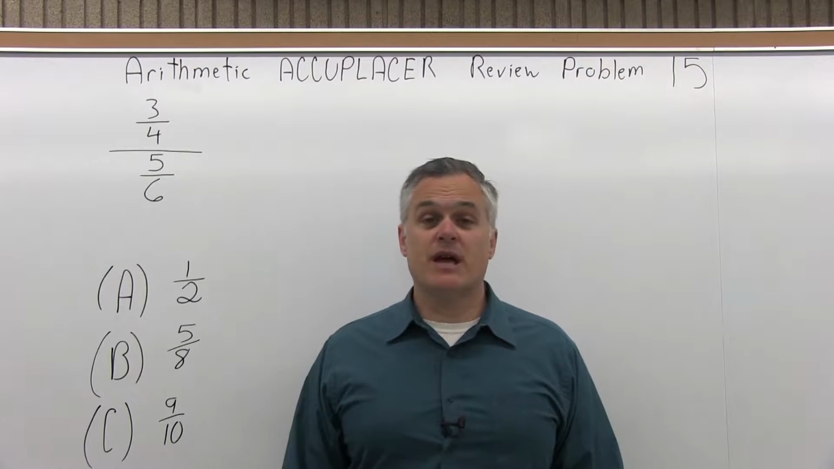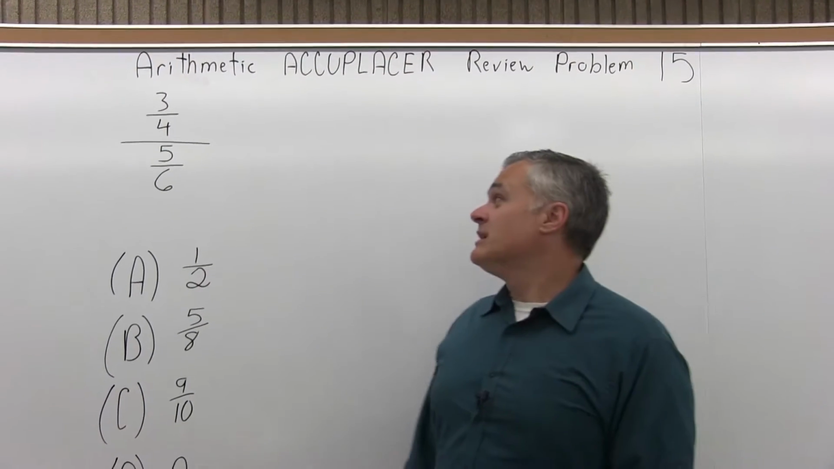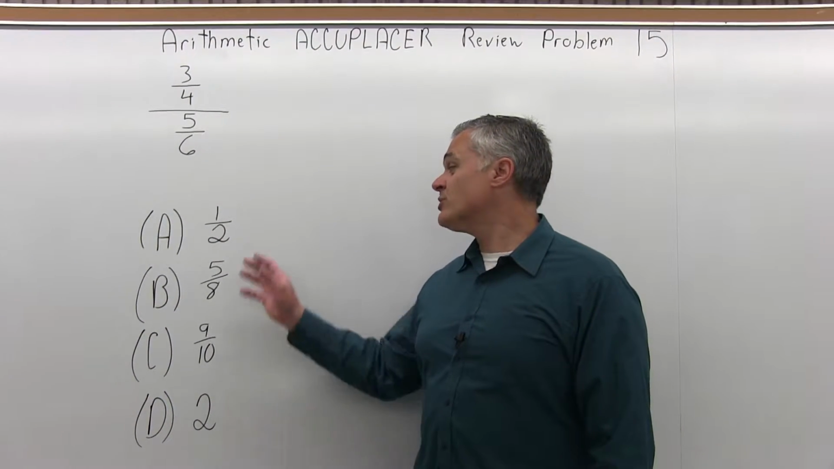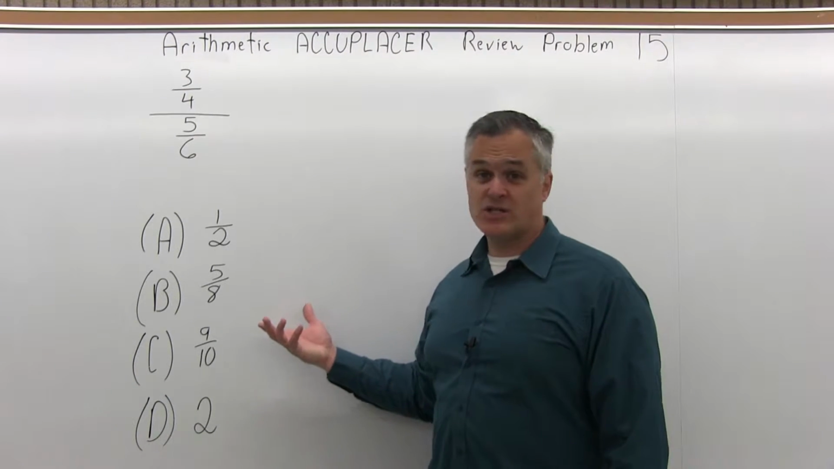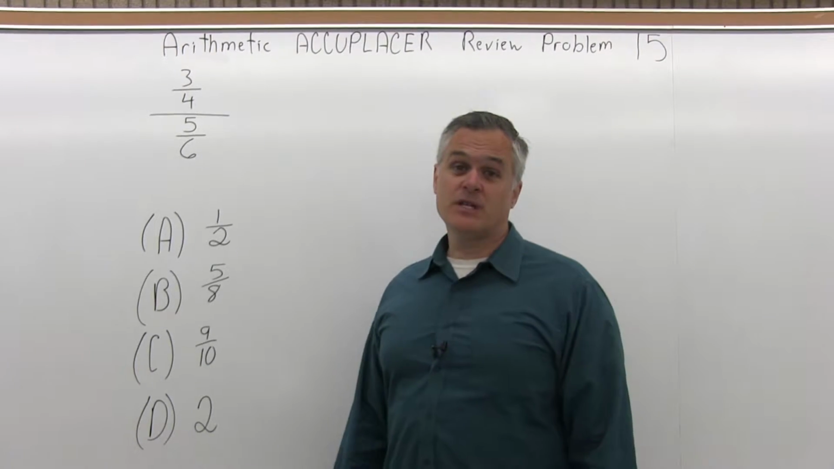This is the Arithmetic ACCUPLACER Review, Problem 15. We have to take the fraction of 3/4 over 5/6 and see which one of four possible options it matches with. This is what you would call a complex fraction. It's a fraction over another fraction, and it looks horrendous, but it's actually fairly easy to deal with.